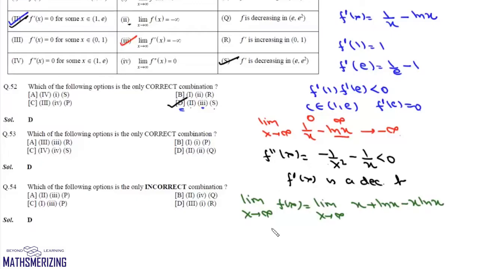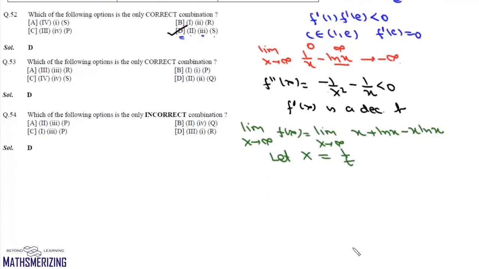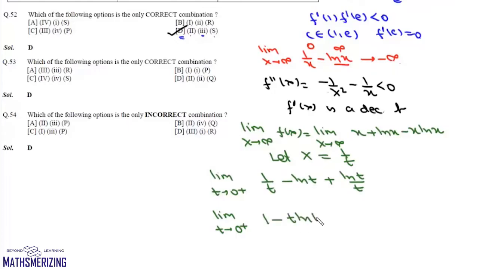Now what we'll do is, we let x as 1 by t. So when x tends to infinite, t tends to 0 positive. So it will be 1 by t minus log t plus log t upon t. We can write this as limit t tends to 0 positive 1 minus t log t plus log t upon t.